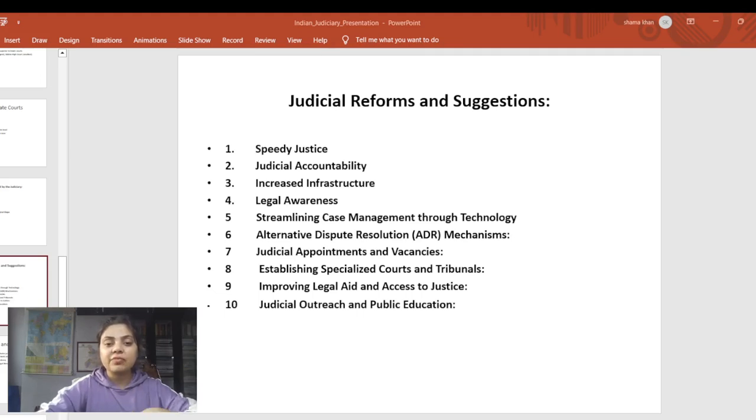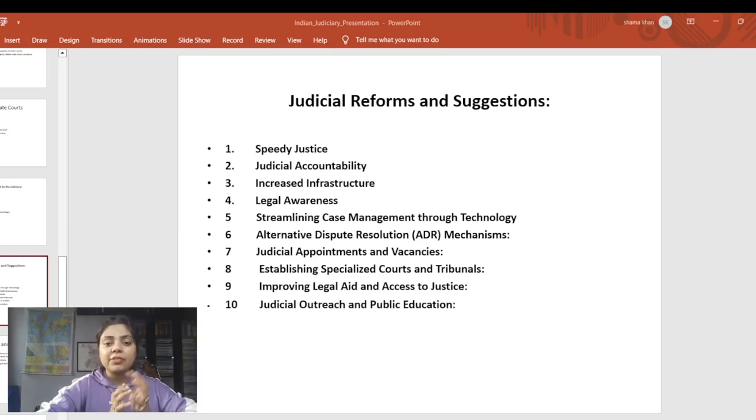Increased infrastructure: we have to establish more courts and recruit additional judges to reduce pendency. Legal awareness is also low, so we have to conduct legal literacy programs to make citizens aware of their rights. Next, we can streamline case management through technology. As I said, we can use the e-Courts project for digitalization, online case filing, and AI-assisted case management.